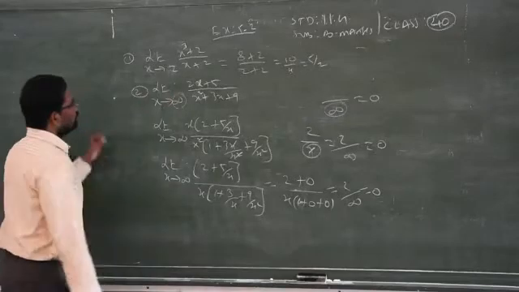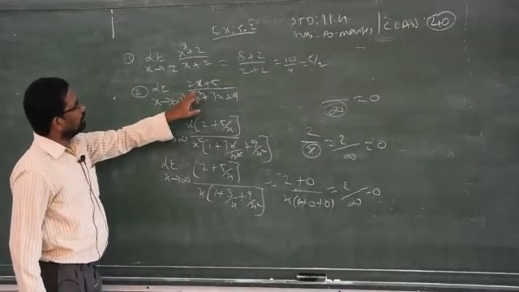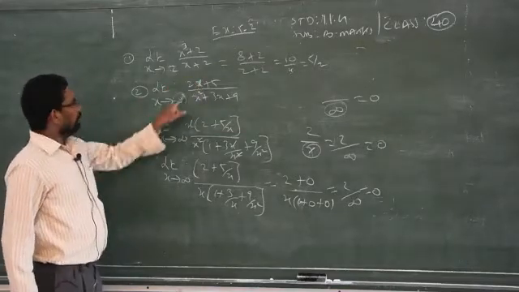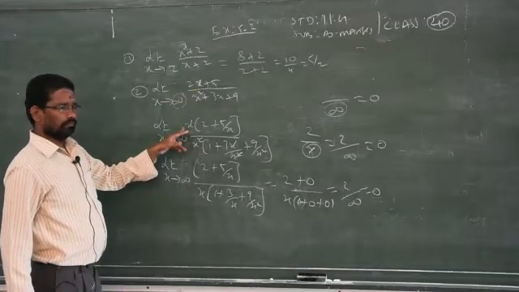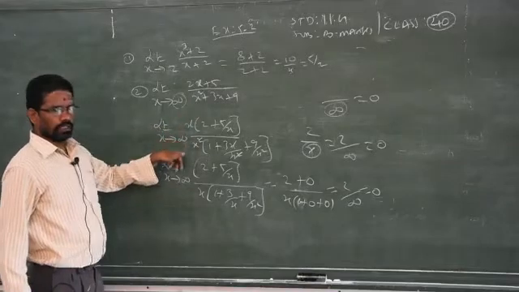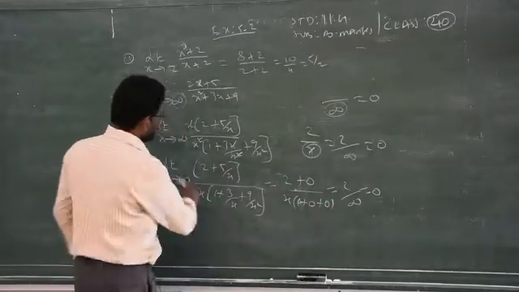Clear? So very simple, when x tends to infinity, you please take the maximum degree of the variable x outside. What is the maximum degree of x in the numerator? x. What is the maximum degree of x in the denominator? x square. Take outside, start to simplify, you will get the answer. Clear? Now sum number 3.